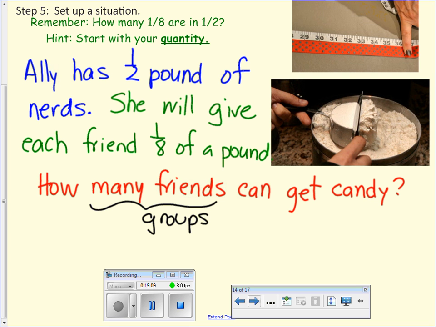So your 3 sentences, your quantity, your group, and your question. Your question should always match, gentlemen. You should be writing this down. Your question should match the type of division that we're doing. So measurement means number of groups. So what's the number of groups of 1/8 can Allie make? And what do we know? We know that it's 4. But we don't have to put that down. We already have the answer.